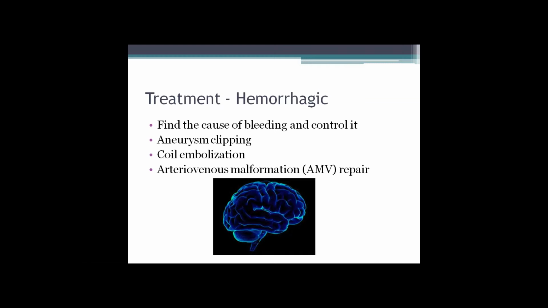When treating a hemorrhagic stroke, the first steps are to find the cause of bleeding in the brain and control it. Surgery also may be needed to treat hemorrhagic strokes. These types of surgeries used include aneurysm clipping, coil embolization, and arteriovenous malformation repair.